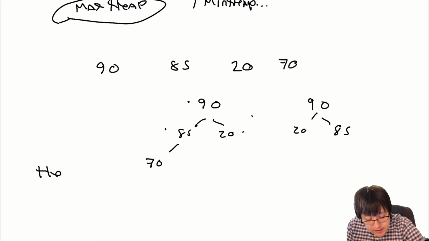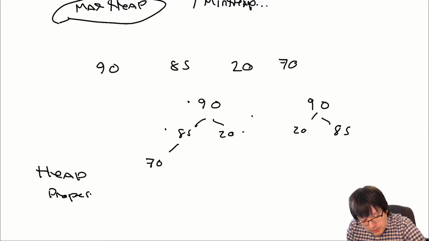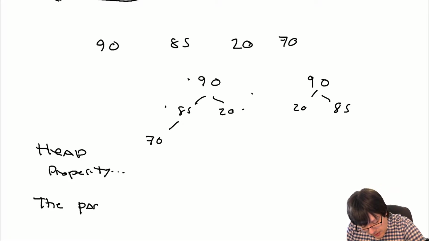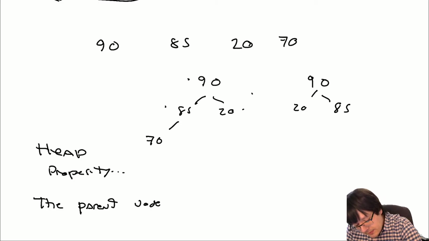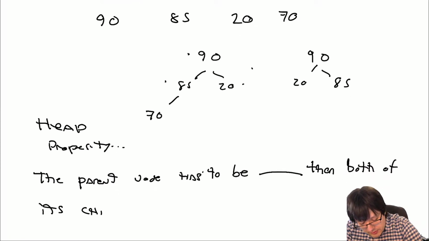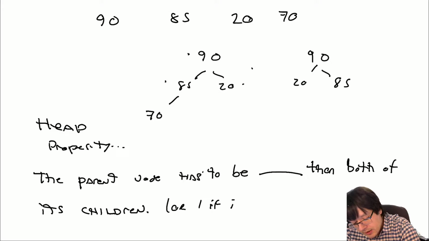So what is the heap property? That's an important term that we should know. The heap property depends on whether it's a max heap or a min heap. I'll put a line here: the parent node has to be, and then a line, than both of its children, or one if it only has one. It's okay to have one child there.